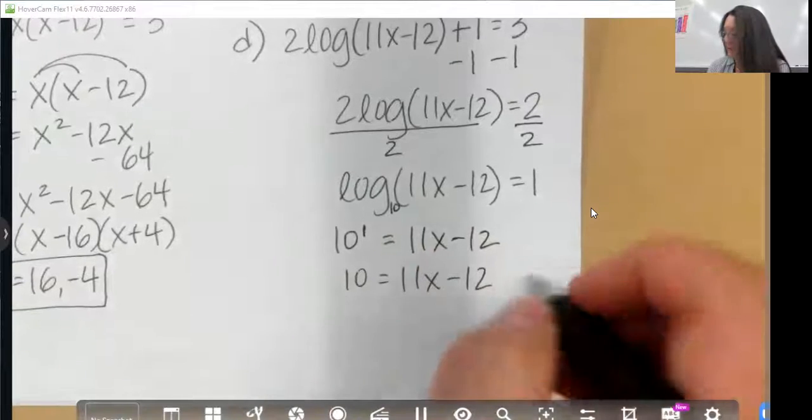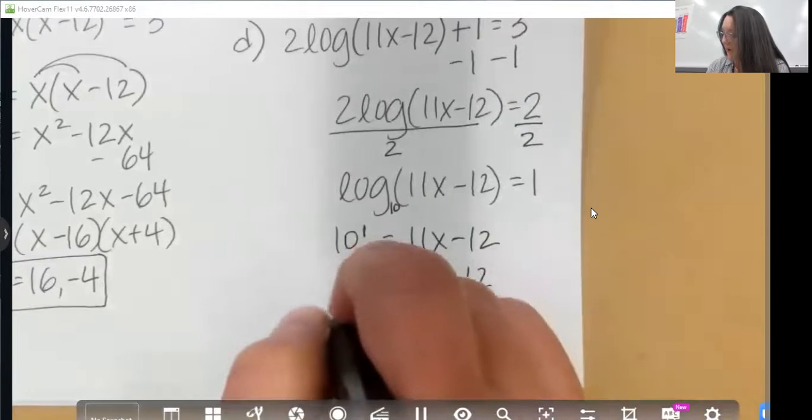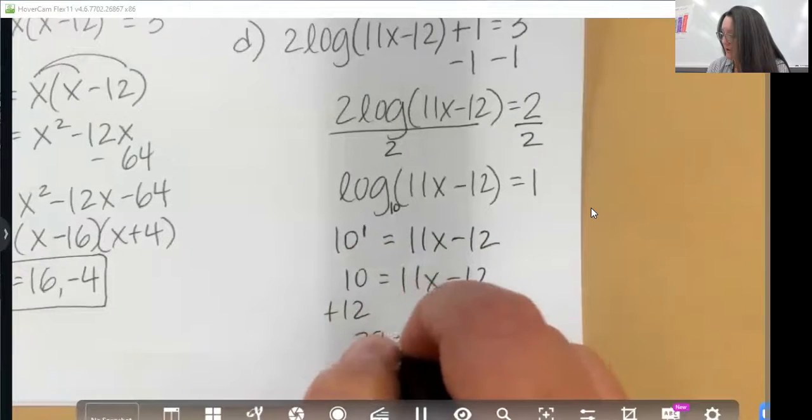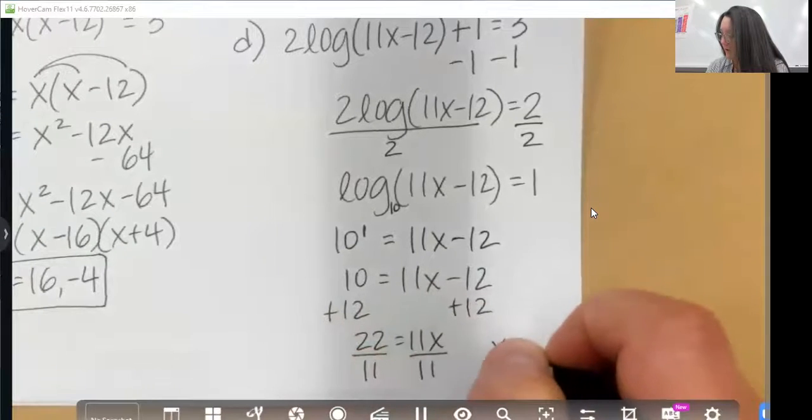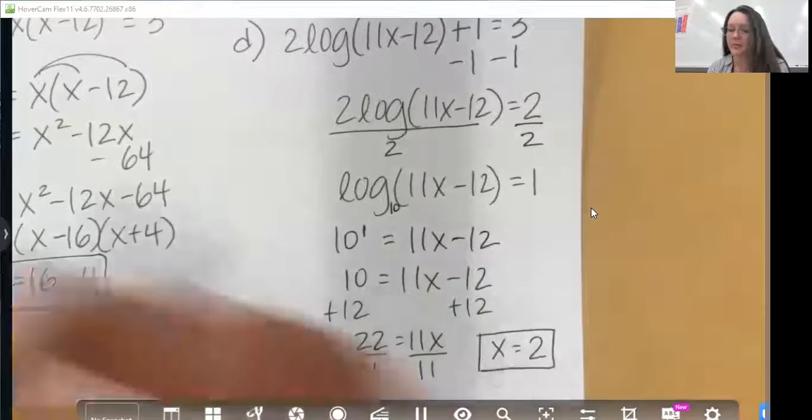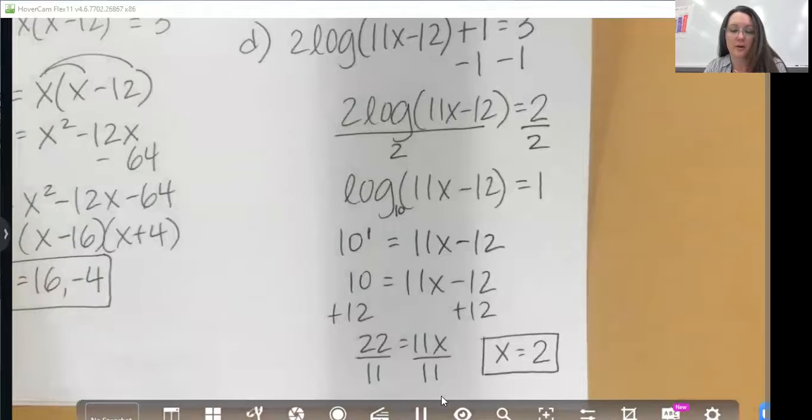No factoring needed on this one. I'm going to add 12 to both sides. We get 22 equals 11x, and it's going to end up being a beautiful even number. I love it when that happens. All right, I'm going to pause and plug these into the calculator so we can see where the intersection points are.